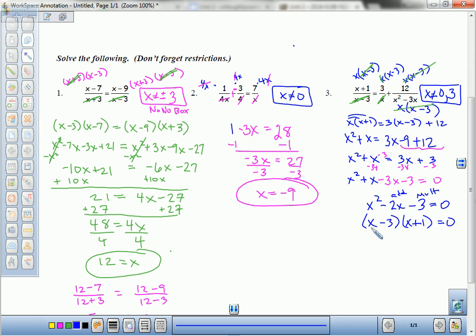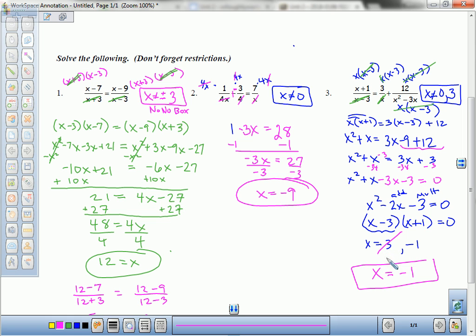Now, what value of x would make this first factor equal 0? 3. What value of x makes the second factor equal 0? Negative 1. All right. We have a problem. 3 was in the no-no. 3 is an excluded value. So it'll just be negative 1. So the answer is x equals negative 1.